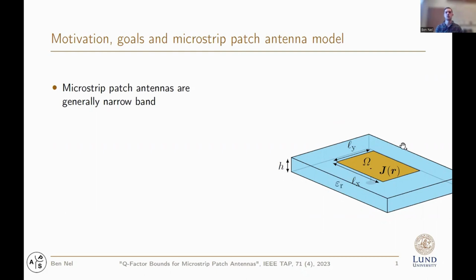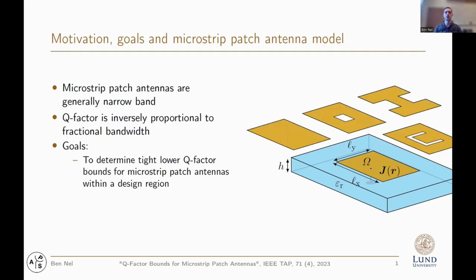So before I start, let's quickly recap what a microstrip patch antenna is. You have a patch on top of a dielectric substrate with relative permittivity and thickness. The patch can be, for instance, fed with a probe feed coming from the ground plane. One limitation of these antennas is that they are generally narrow band, and a good way of approximating the bandwidth is to determine the Q factor, which is inversely proportional to fractional bandwidth.